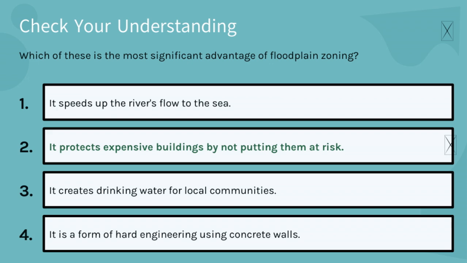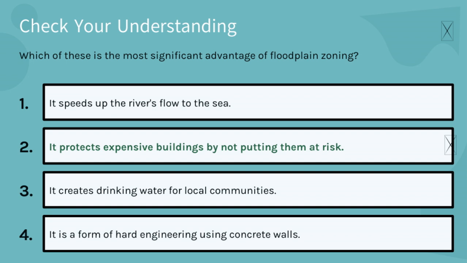Floodplain zoning reduces flood damage by making sure vulnerable or expensive developments are not placed in the areas most likely to flood. For example, a council might decide that the land closest to the river should be used as a park or playing field rather than for houses. If the river floods, the park may be covered by water, but the damage is much lower than if homes or businesses were built there.